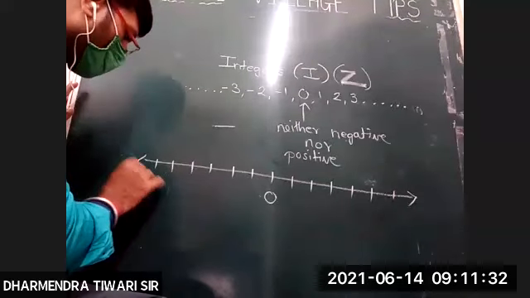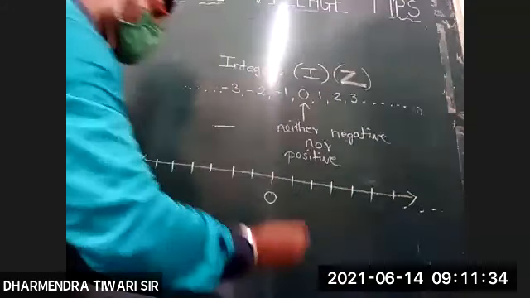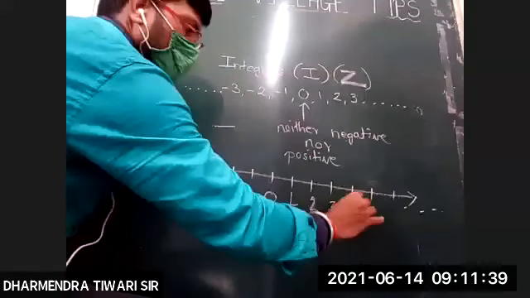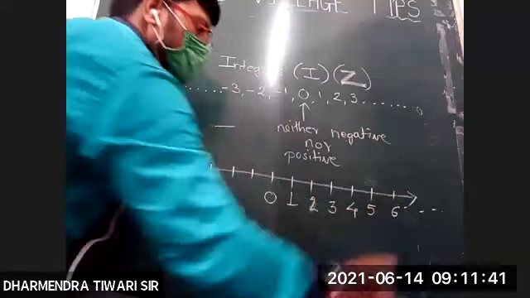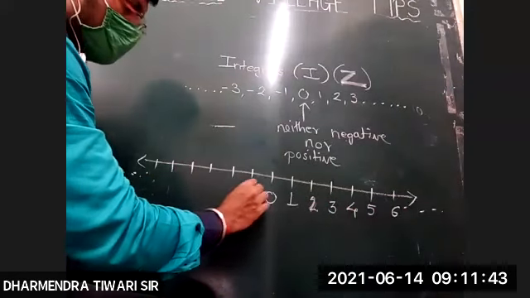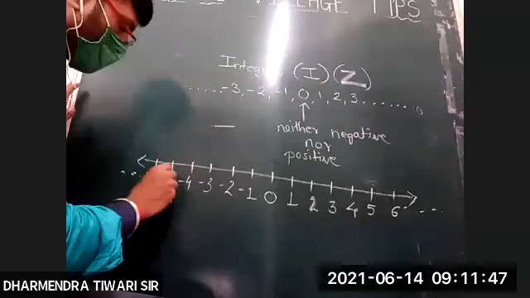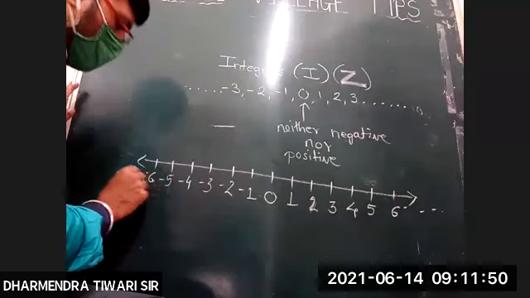-1, -2, -3, -4, -5, -6, and so on. This is 1, 2, 3, 4, 5, 6. This is -1, -2, -3, -4, -5, -6, and so on.